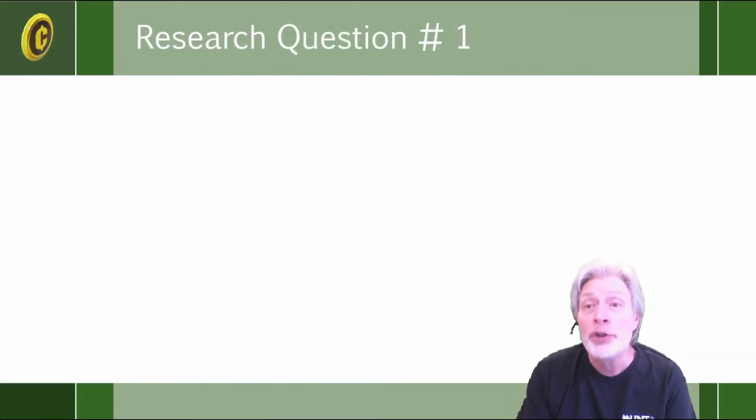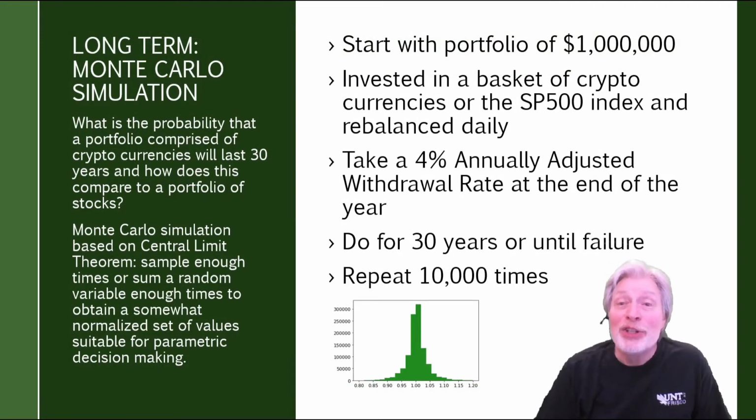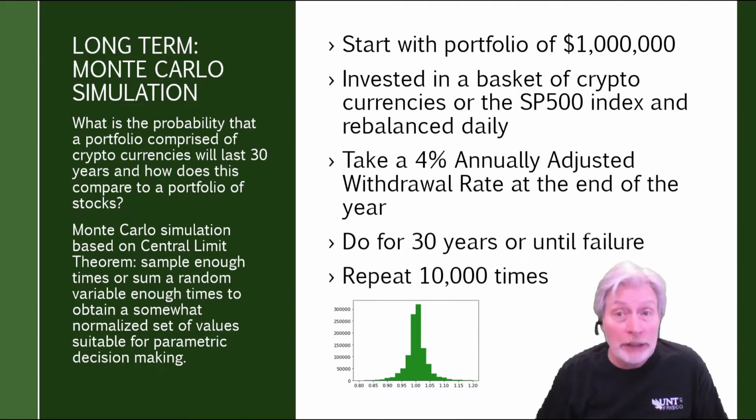As I mentioned, there were two research questions. So focusing on the first, I looked to see if digital currencies were suitable for long-term retirement investing. Our hypothesis here being that we would see a higher failure rate among a cryptocurrency portfolio than we would see with an S&P 500 index portfolio. To test this hypothesis, I started with the Monte Carlo simulation, looking to see what the probability was of a portfolio surviving 30 years for crypto compared to a portfolio comprised of stocks.